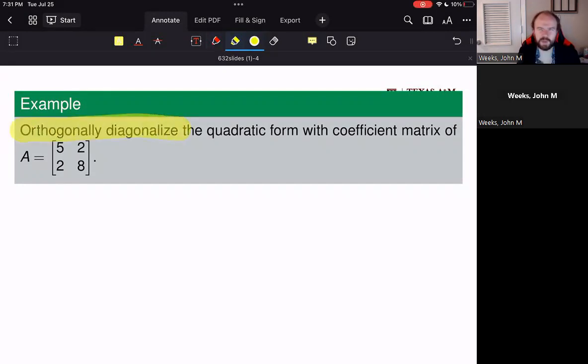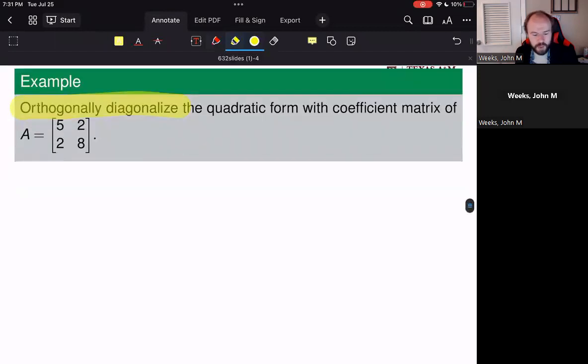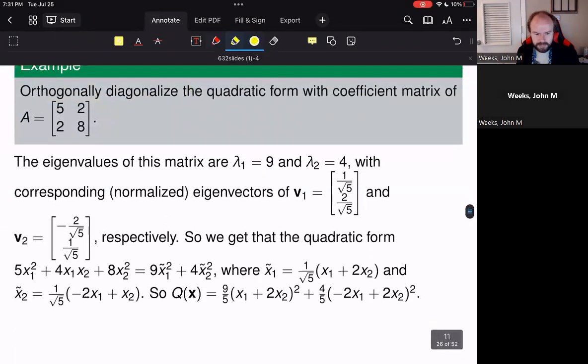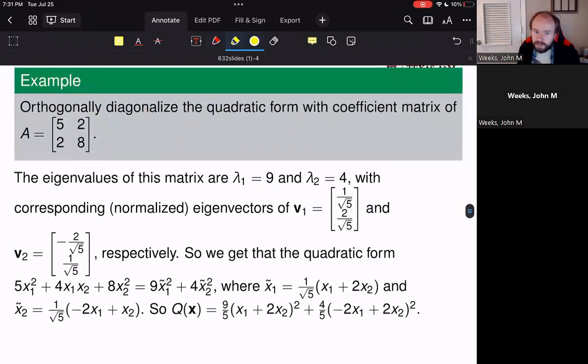Our first method was a little bit more guess and check. Let's go through and try to find an orthogonal basis for this and move forward based off of that. Well, at this point, we've gotten a little more comfortable finding eigenvalues and eigenvectors for each of these. So I'll just show what these are here. We find two eigenvalues of this matrix, 9 and 4, respectively, with eigenvectors (1, square root of 5 over 2 square root of 5) and (negative 2 square root of 5 over 1 square root of 5).